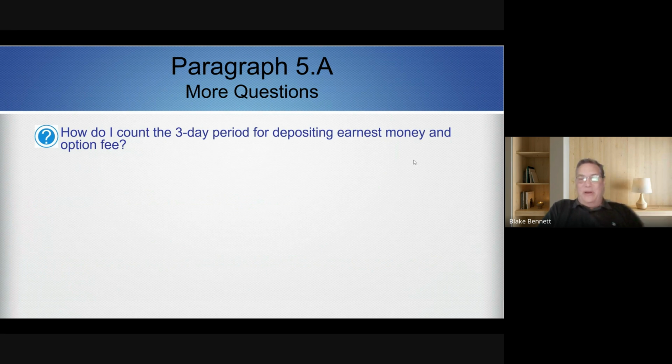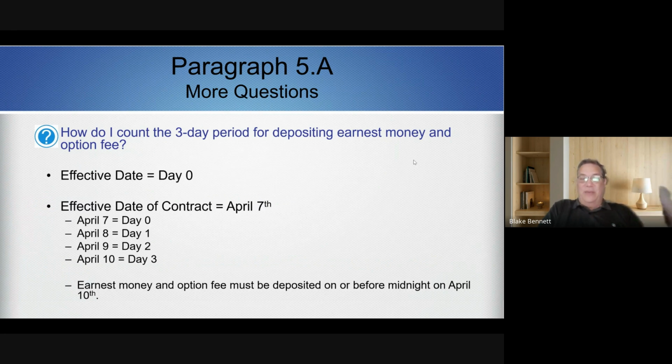3-day period for depositing earnest money for the option fee. Well, you look at the effective date. Effective date is day 0. Let's say that the effective date of the contract is April the 7th. Well, April the 7th, day 0. The earnest money is due in 3 days. So the 7th, day 0, the 8th, day 1, the 9th, 2, the 10th is 3. Earnest money has to be in by April the 10th at midnight.